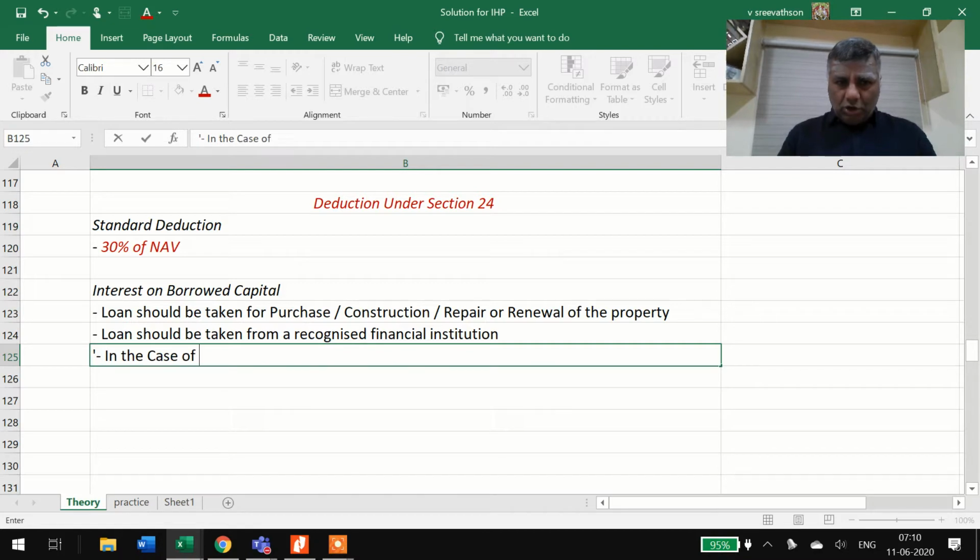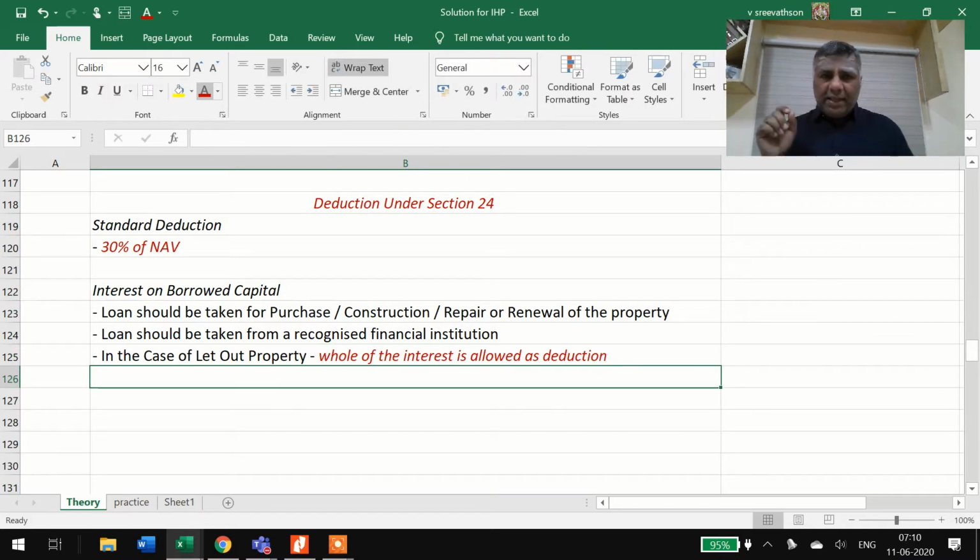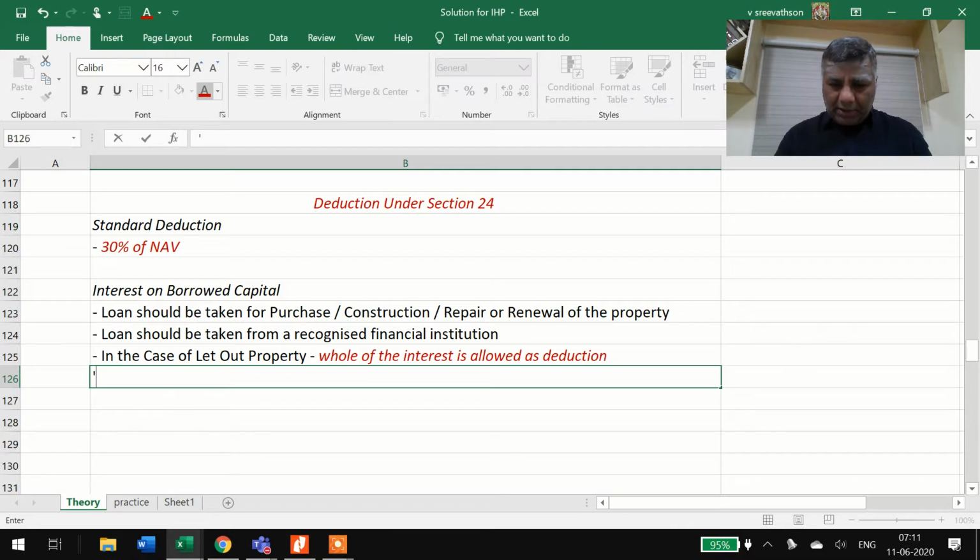In the case of let out property, the whole of the interest is allowed as deduction. Friends, whatever be the interest, it will be allowed as deduction in the case of let out property.